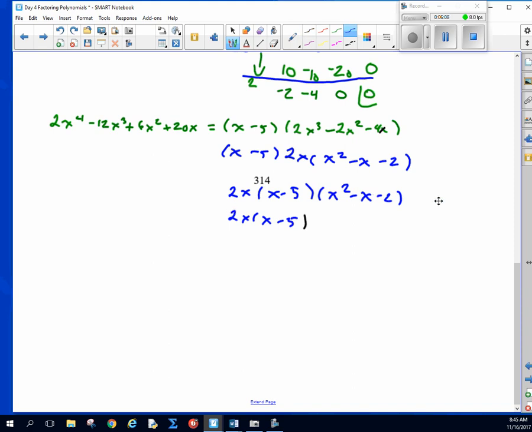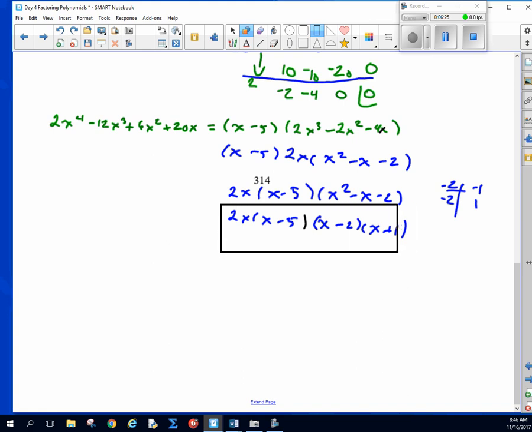So then I have 2x times x minus 5. What multiplies to be negative 2 and adds to be negative 1? Well, that's negative 2 and 1. So then this is x minus 2 and x plus 1. There are my factors, and now it's fully factored.